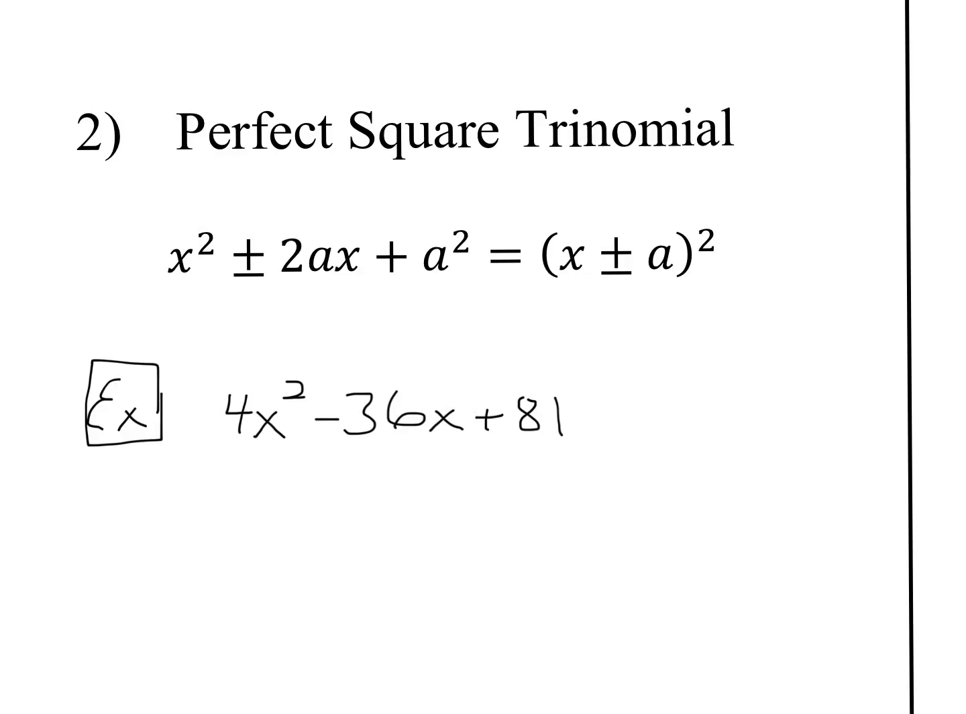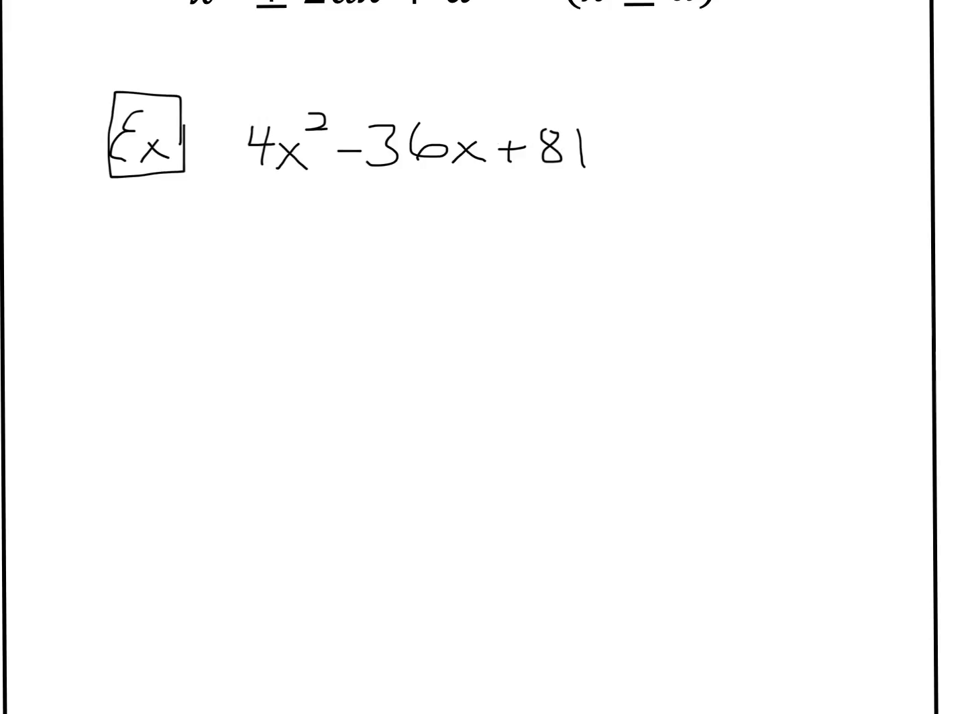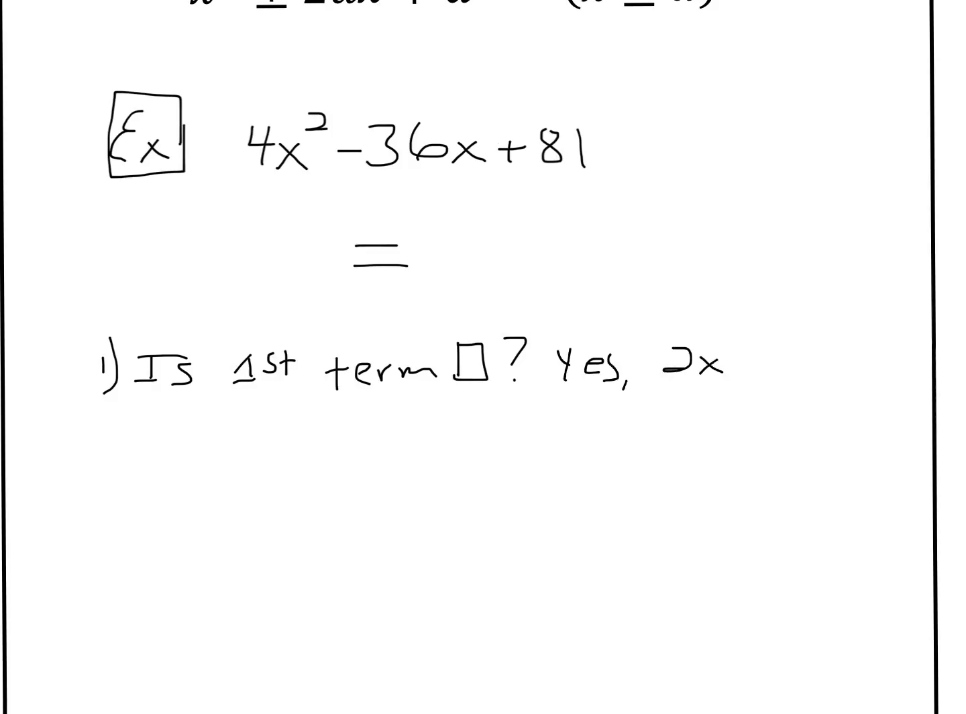So let's do an example. If this is going to factor as a perfect square trinomial, we've got to ask ourselves 3 questions. Question 1. Is the first term a perfect square? In this case, is it? Is 4x squared a perfect square? It is. Not only is it, we're going to also write down what its square root is. So it is, and its square root is 2x.